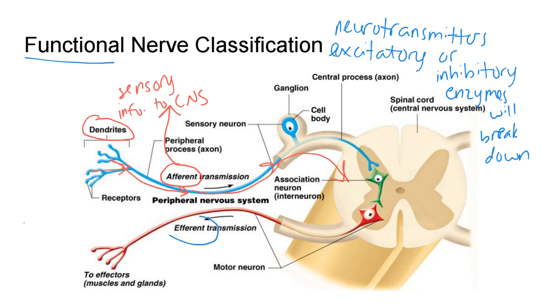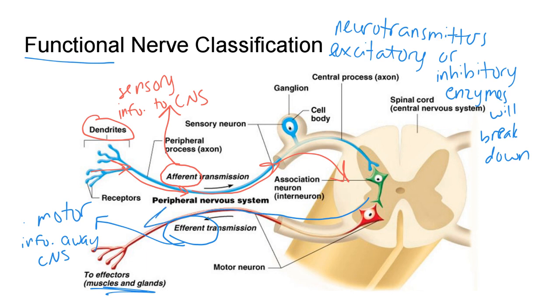And then your efferent nerves. Those are what we call our motor neurons. They're going to take information away from the CNS. So they're going to take that information out to the effectors, to the muscles and glands, from the central nervous system out to the effectors that will actually do a job.